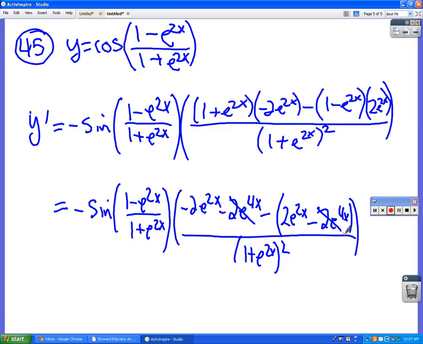Well, you could combine these into negative 4e to the 2x. And that's what you should write as your final answer.